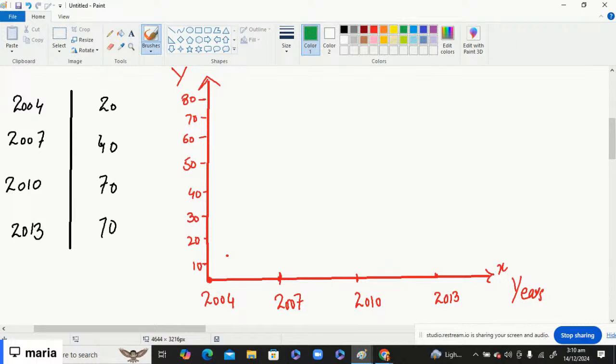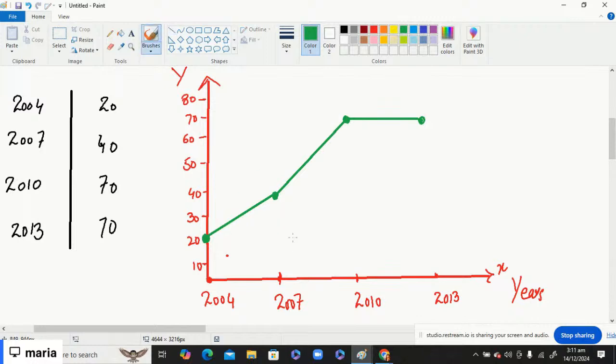Now you guys tell me where I mark 2004 on the graph. We are going to mark 2004 over the 20. 2007 is on the 40. 2010 is on the 70. And then 2013 is on the 70 again. Now let's mark the points. This is the way that we get a graph.